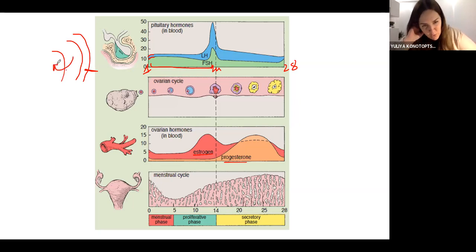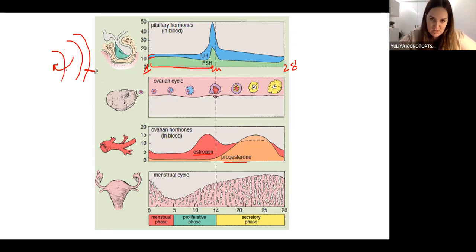And you remember, what do we call the enzyme that does this? It's called aromatase. So granulosa cells possess aromatase, and they will convert this estrogen precursor into the normal estrogen. So which hormone stimulates the production of estrogen? LH, right?